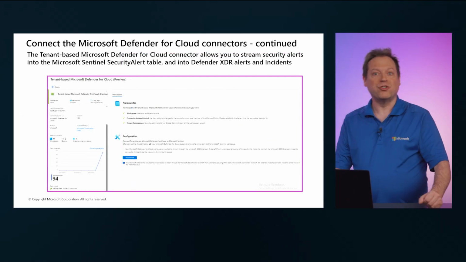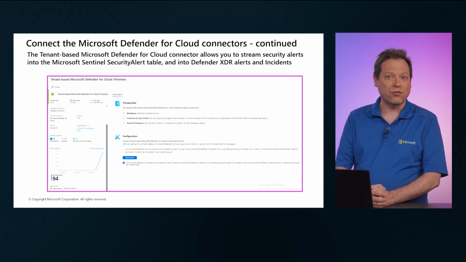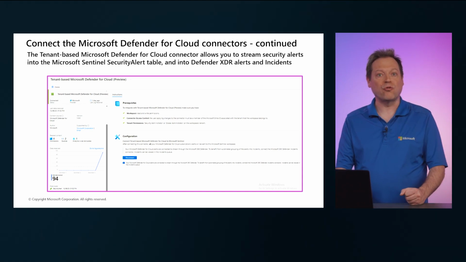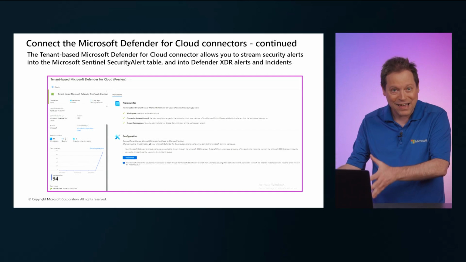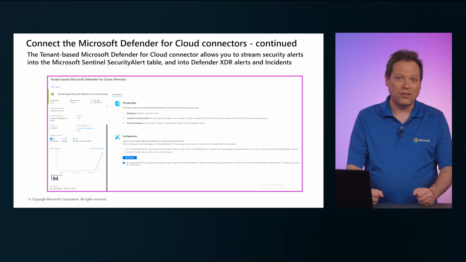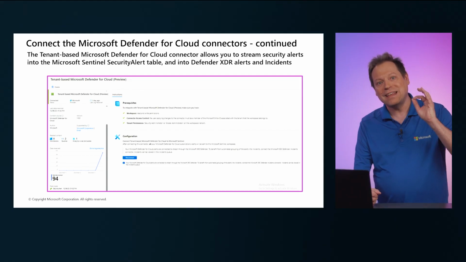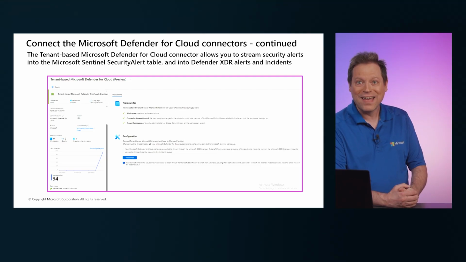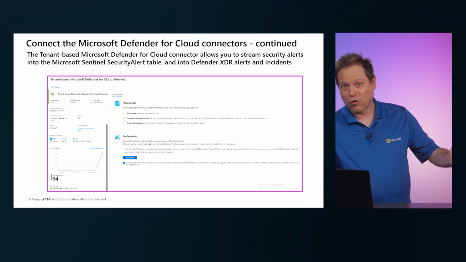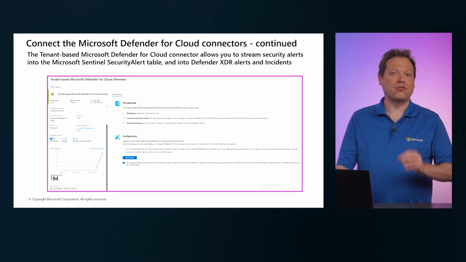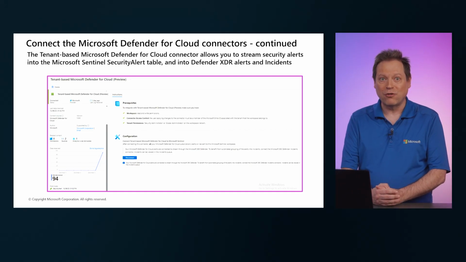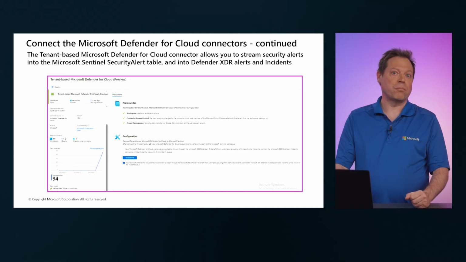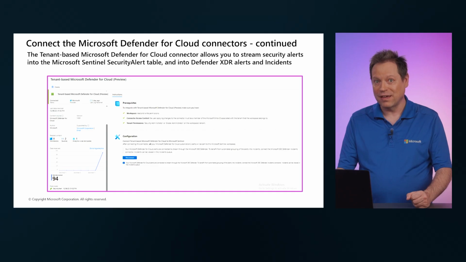The second option is the tenant-based Microsoft Defender for Cloud connector. This connector also streams your security alerts into the security alert table in Sentinel, but it can additionally stream into Defender XDR alerts and incidents. So your operation model includes working in the Defender portal as well as Sentinel. The tenant-based approach supports that broader integration.